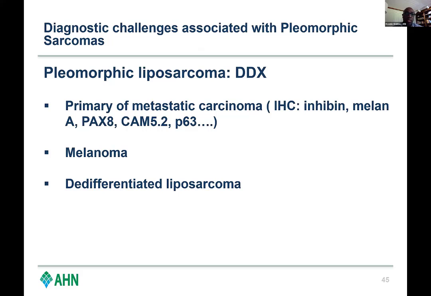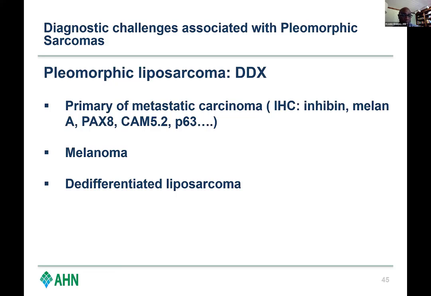So in the differential diagnosis, one has to always be careful and make sure to rule out a primary or metastatic tumor, especially because of the multivacuolation of the lipogenic component, the lipoblast. This tumor can mimic an adrenocortical neoplasm. So it's very important to use inhibin, melan-A, PAX8, and a lot of keratin markers to rule out a tumor coming from either the adrenal gland or the kidney. It's very important to rule out melanoma too.